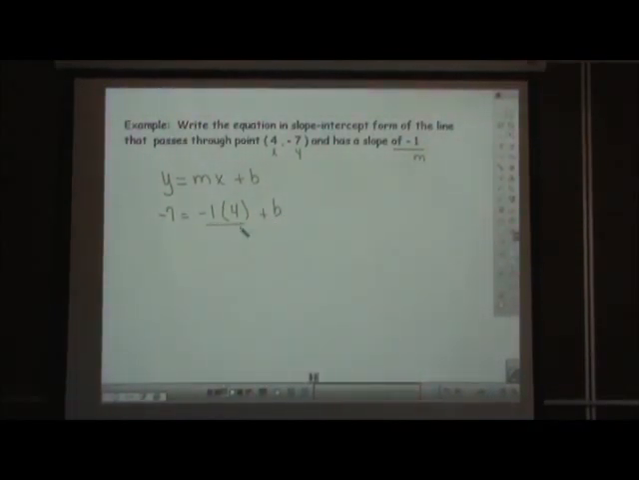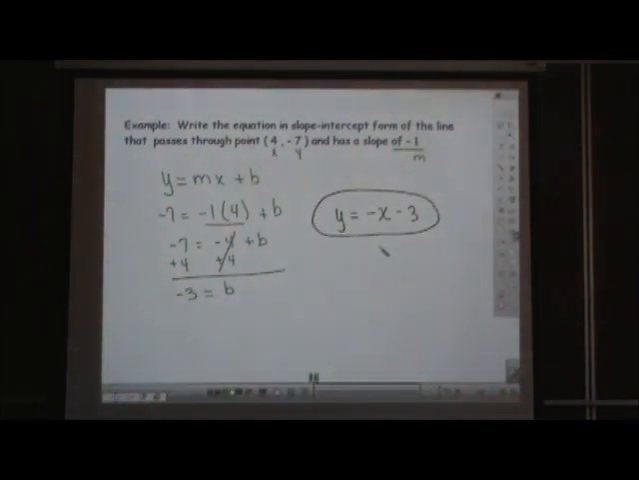You're going to do a quick multiplication here where I've underlined. So -7 equals -4 plus b. Then you're going to, since this is -4, add 4 to both sides. So -7 plus 4, that'll be -3 equals b. When you go to write your equation, your y equals, put your slope in. Since it's -1, you can say -1x or just -x. You don't have to write the 1 unless you want to. And then the intercept is -3, so we'll put -3 here. And there's our final equation in slope-intercept form.